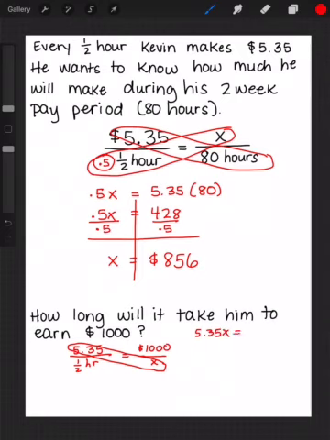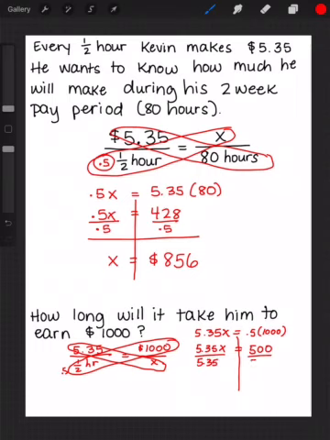So you have 5.35x equals 0.5, remember this is 0.5, times 1,000. Okay, and then we're going to solve. So we have 5.35x equals, this is going to be 500, divided by 5.35, divided by 5.35, x equals, and I'm going to do that on my calculator. Feel free to do that on yours as well.